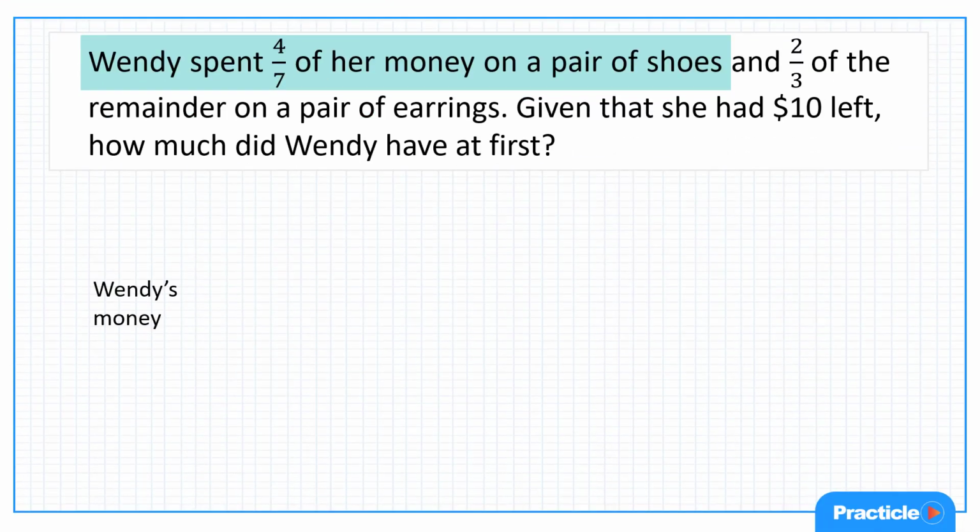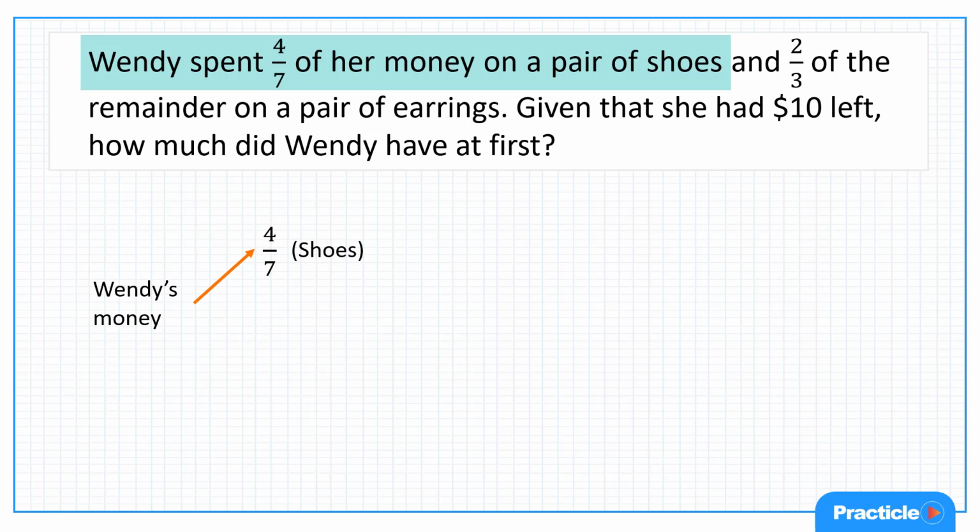And then we are going to read this problem one more time. As we are reading, we are going to write down what we know from each sentence, and you'll see why this method is called the branching method very soon. Now let's think about what Wendy did with all her money, okay? First, we are given that she spent 4/7 of her money on a pair of shoes. So what we are going to do is to split her money up into two parts. The first part is what we know, and that's the fraction that she spent on the shoes. And what about the second part? The second part is going to be what we can deduce from it.